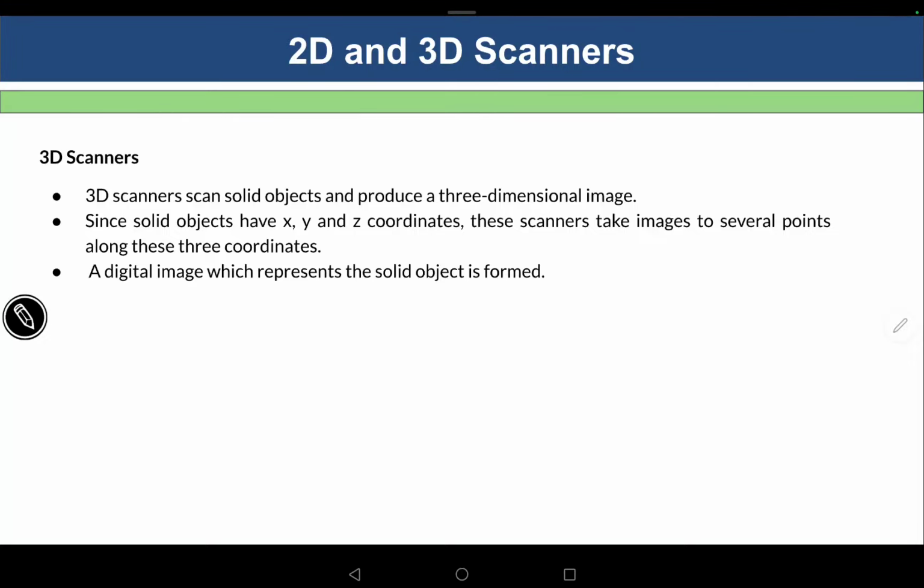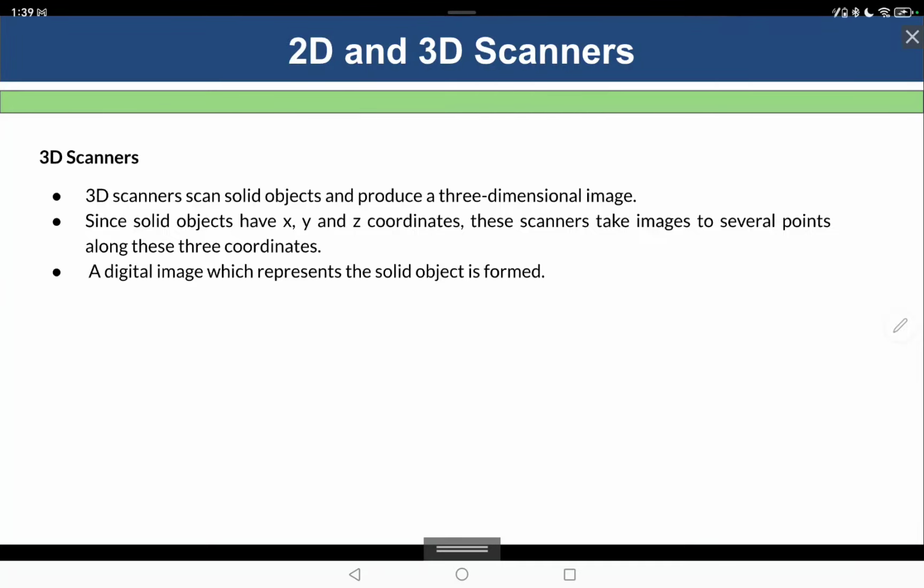Now let's look at 3D scanners. So 3D scanners scan solid objects. Solid object means a real world object, and it produces a three-dimensional image. Since solid objects have X, Y, and Z coordinates, these scanners take images at several points along these three coordinates.